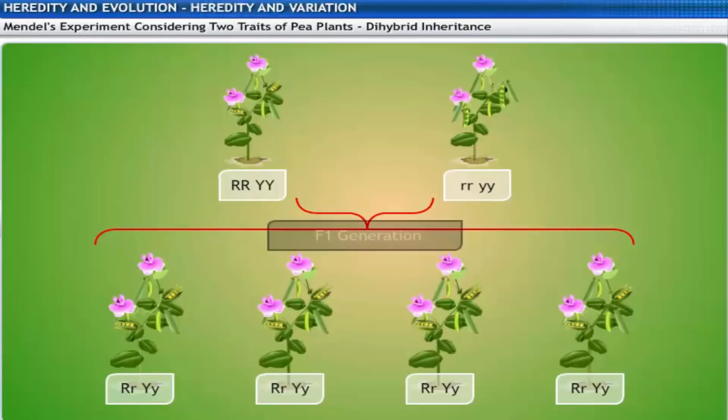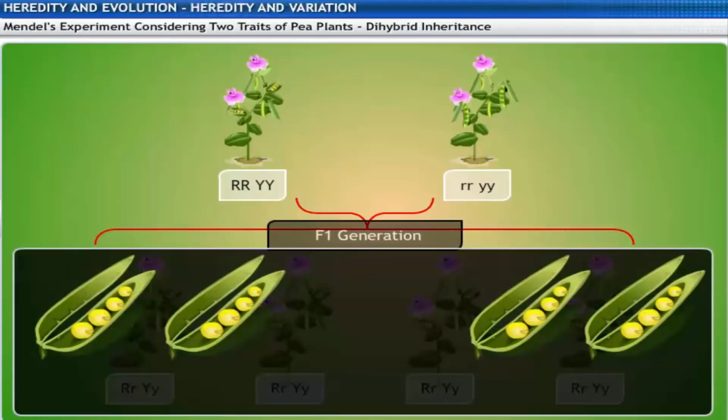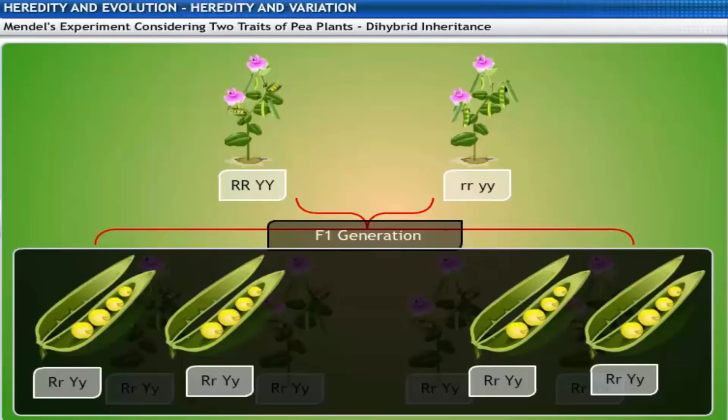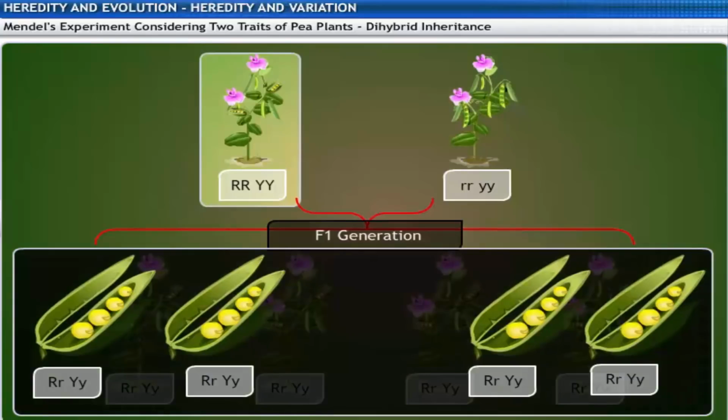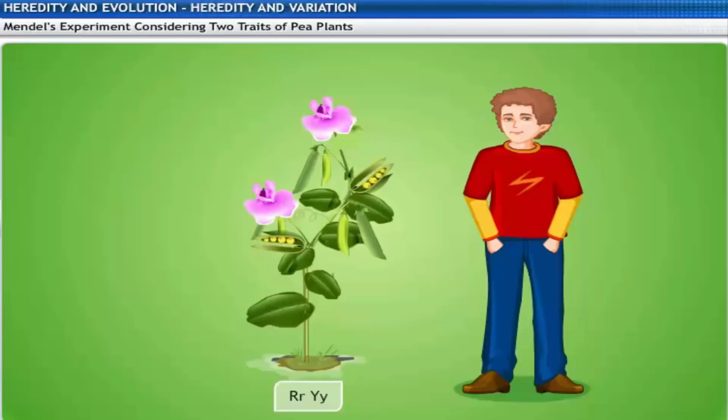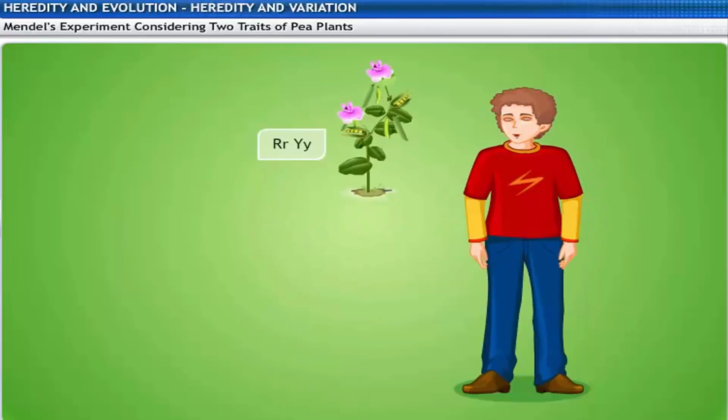The entire F1 progeny produces round and yellow seeds, uppercase R and lowercase r, and uppercase Y and lowercase y. In such a case, round and yellow seeds would be the dominant traits. What happens when these plants of the F1 progeny are self-pollinated?